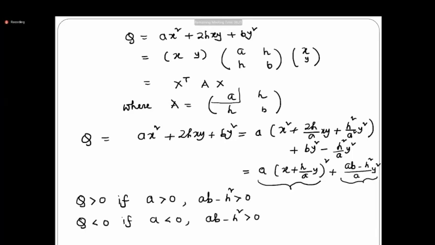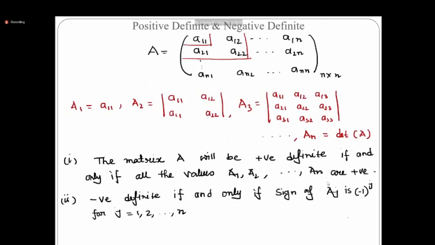Same thing happens for the negative semi-definite as well, that some of the parts will be coming as negative and some of the parts will be coming as 0. For odd order, it should be less than or equal to 0, because we have seen that for odd order it will be coming as less than 0. So if the odd order is coming as less than or equal to 0, and if the even order is coming as greater than or equal to 0, then we can say it will be negative semi-definite.